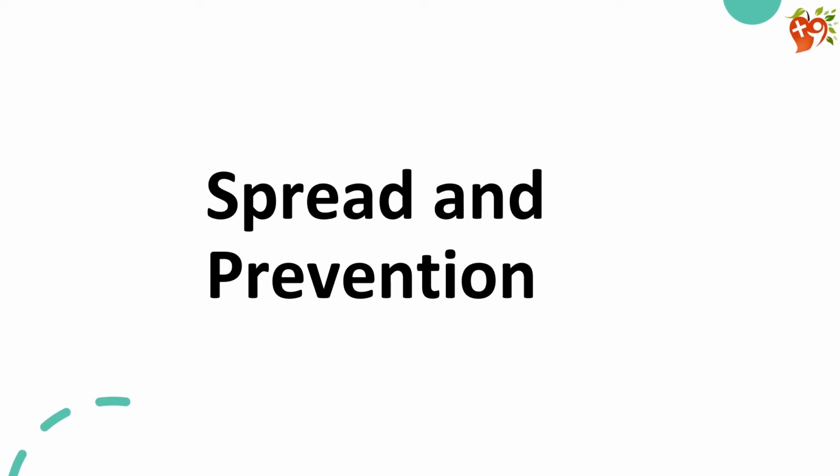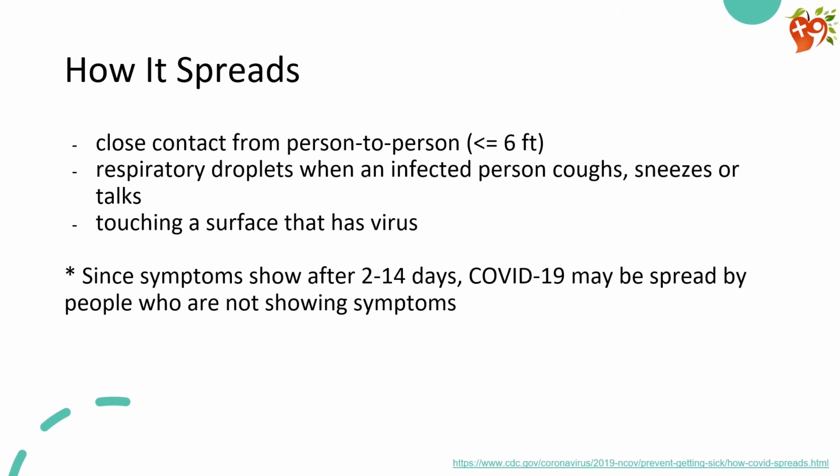Now, how does COVID-19 spread and what can we do to prevent it? COVID-19 can be spread very easily and sustainably between people. It is highly contagious, and since symptoms show after 2 to 14 days, COVID-19 may be spread by people who are not showing symptoms. Ways of spreading include close contact within 6 feet distance, respiratory droplets when an infected person coughs, sneezes, or talks, and touching a surface that has virus.